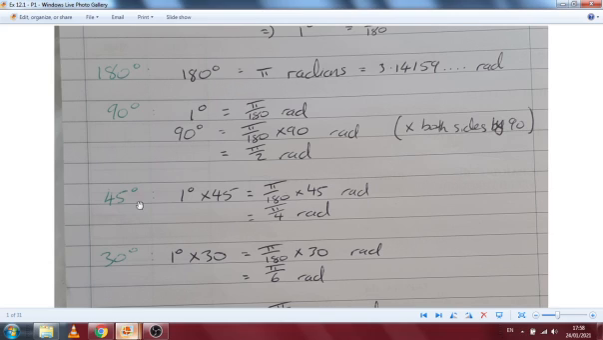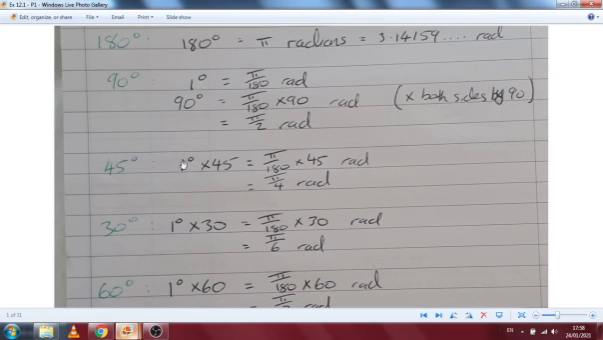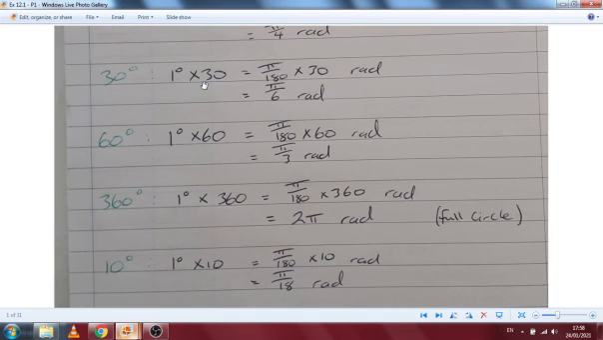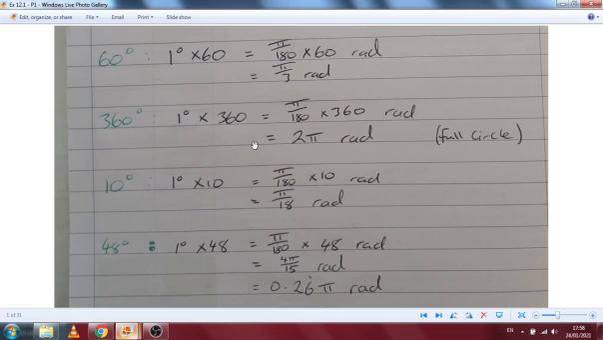In the next one, we are working with 45 degrees. So again, we know that 1 degree is pi over 180. So 45 times that will give us 45 degrees. So multiply both sides by 45, and we end up with, when we cancel down, pi over 4. 30 degrees, again, the same method. Multiply both sides by 30, and we get pi over 6 radians. 60 degrees, from our basic conversion of 1 degree equals pi over 180. We multiply both sides by 60 to give us pi over 3. Both sides by 360 to give us 2 pi, which is our full circle, which is another one that we'll need to remember. 10 degrees, multiply both sides by 10, that gives us pi over 18 radians.